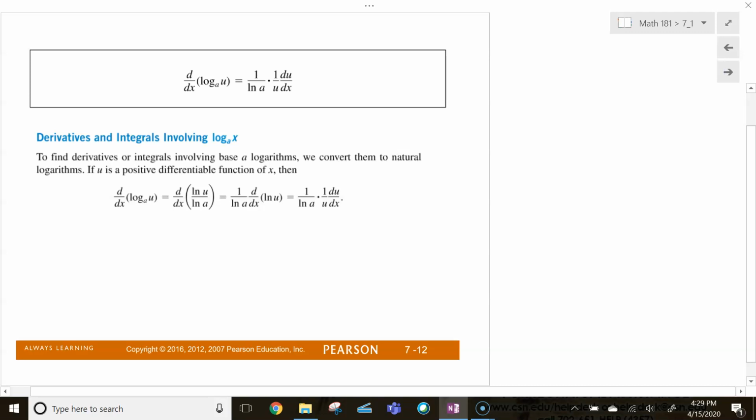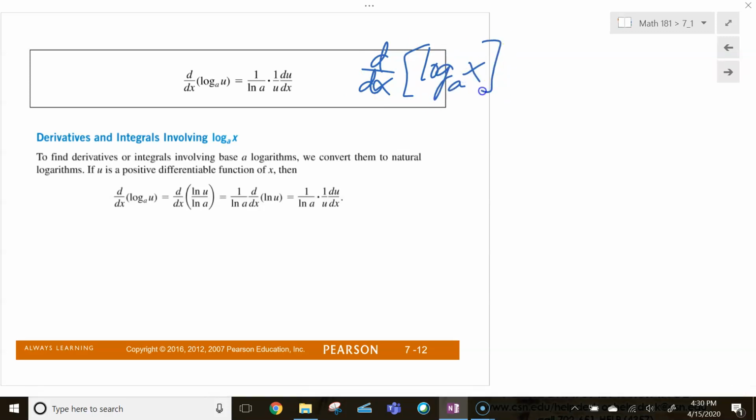And then how about log base a of u? So the derivative, let me do it with x, log base a of x. If you remember, you can change the base on these. This is the same as ln of x over ln of a. And ln of a is a constant.